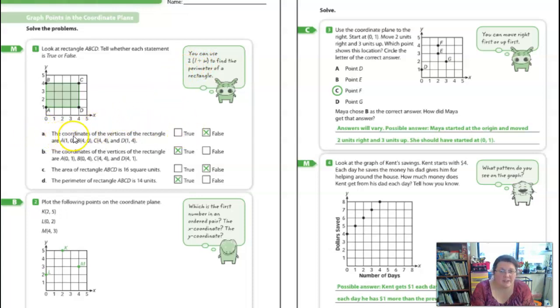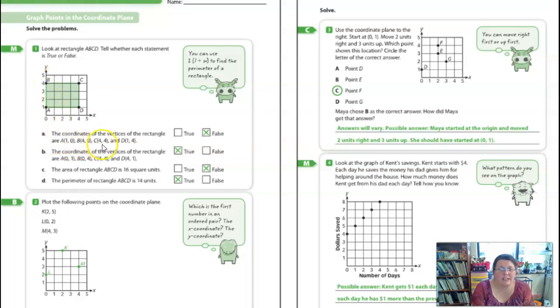So A says the coordinates of the vertices of the rectangle are A is 1, 0, B is 4, 0, C is 4, 4, and D is 1, 4. So A is at, when we come here, we come to the origin and we put 0, 1. Oh, but they have 1, 0. So it would be false. They've got these backwards. So on B, it should be 0, 4.